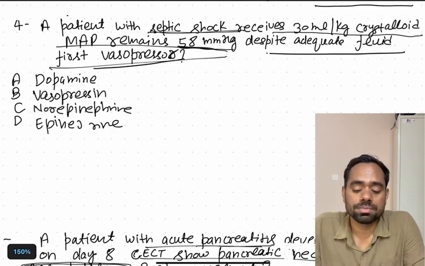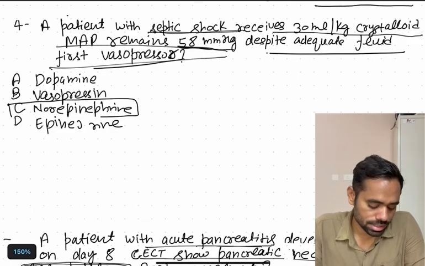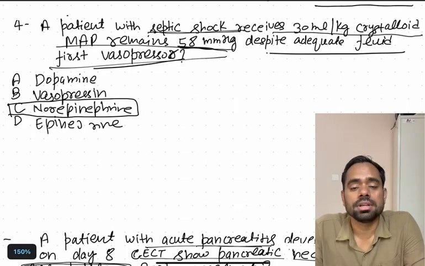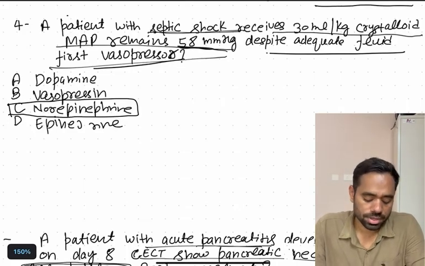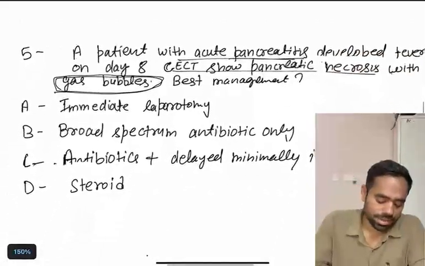And which vasopressor will you choose? First vasopressor is norepinephrine, so option C is correct. Norepinephrine is the first vasopressor. After norepinephrine you will use vasopressin. Okay, so option C is correct here.